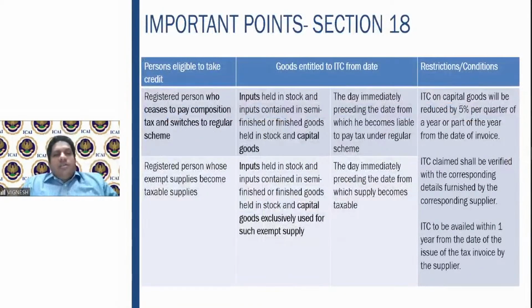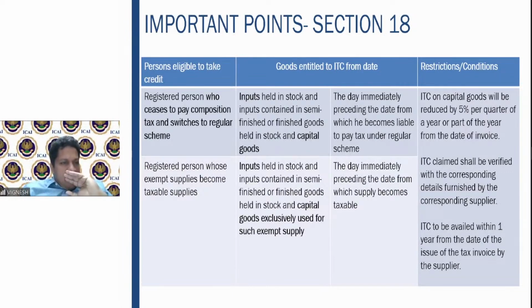Then the third case is the registered person who ceases to pay under the composition scheme and shifts to the regular scheme. Here, apart from inputs, you can get the claim of capital goods also. And what is the date? We have to see whenever he becomes liable to pay the tax under the regular scheme, that is, when your turnover crosses 1.5 crores. The day immediately preceding that date, you have to take into consideration for valuing this.